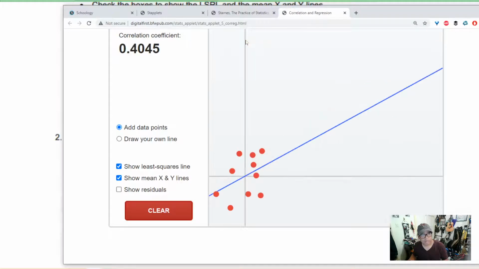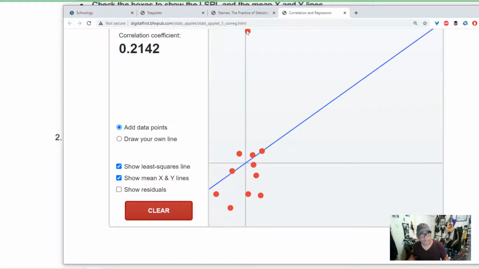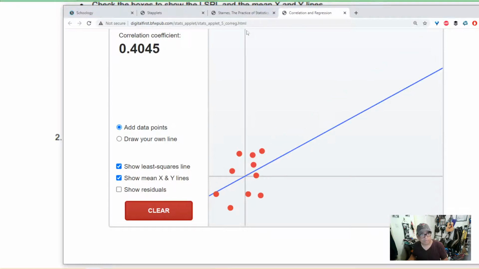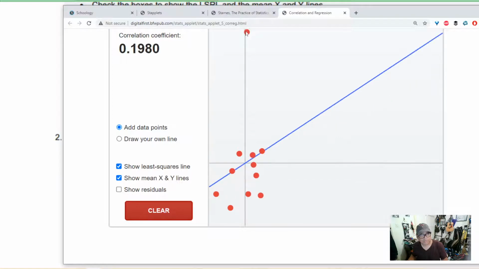Okay, so kind of like what we predicted, that whole line is just being dragged up. And the correlation is decreasing. The slope is staying about the same. And the y-intercept is increasing.